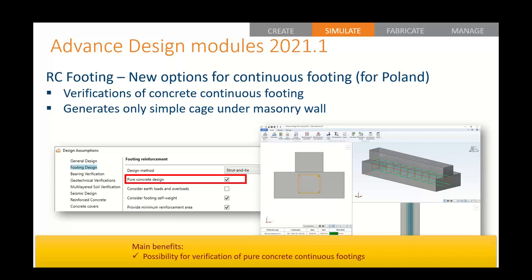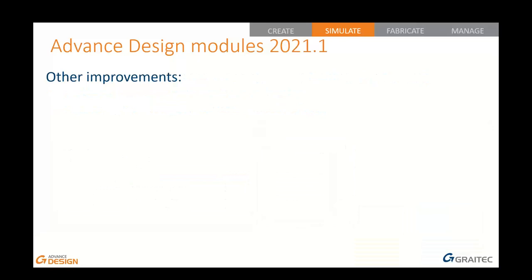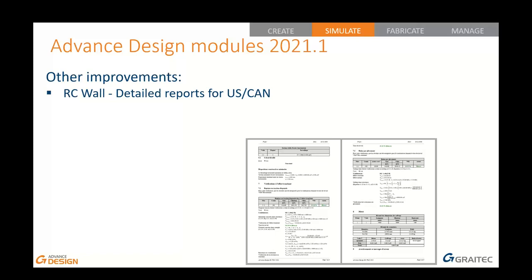And of course, there are many other smaller improvements. I just mentioned several of them. In the wall module, you can generate the detailed calculation report when we do the calculation according to the Canadian standard or the American standard. So far, we had only a short summary report for Canadian and American codes. Now we can check details of calculations of concrete walls or shear walls when we use the North American codes.